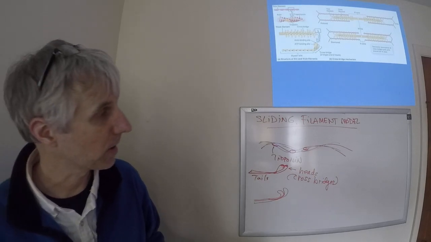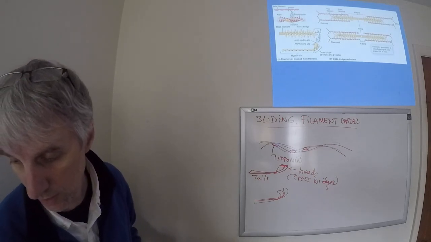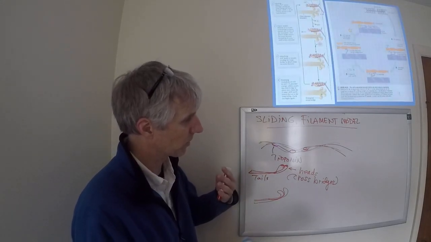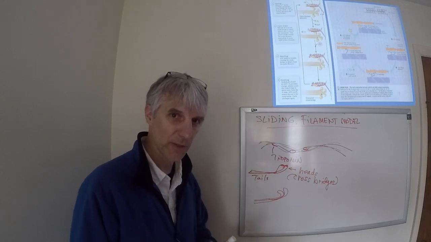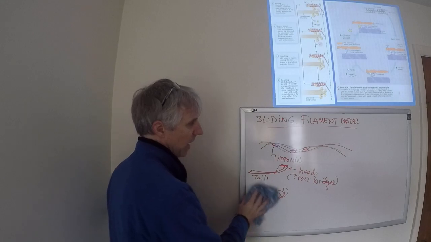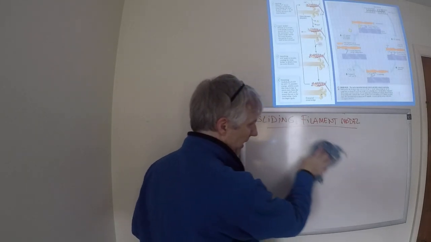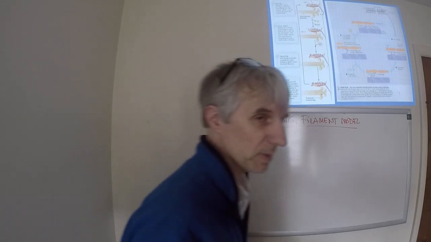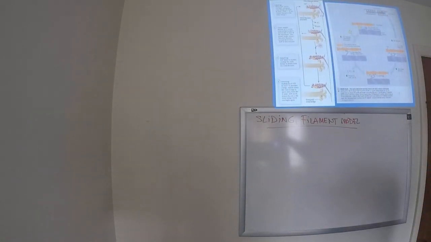Okay, so now what we need to do is do this mechanism incorporating a phosphate group to get the change in the shape of that myosin head so that we get the interaction plus the power stroke. Okay, so I'm just going to change the focus a little bit.